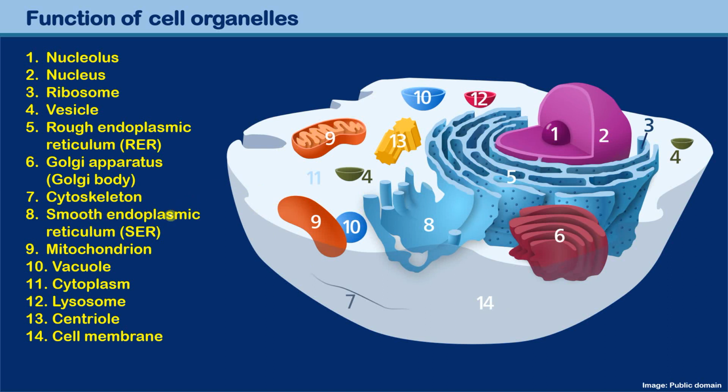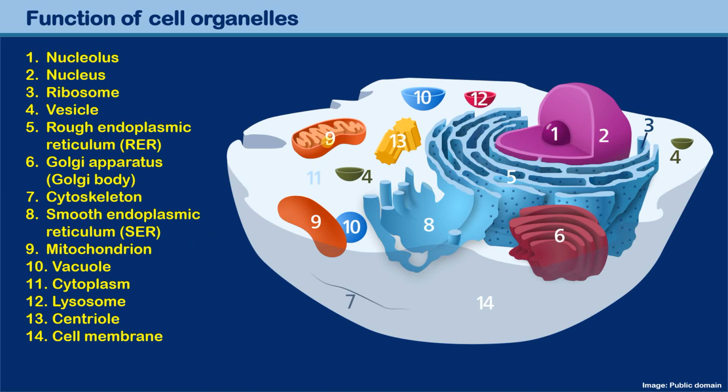So the smooth endoplasmic reticulum, the SER, is number 8, and you see over here there are no ribosomes present. One function of the smooth endoplasmic reticulum is the synthesis of lipids. It makes lipids, among other things. It makes lipids, and it makes membranes, because membranes are made of lipids.